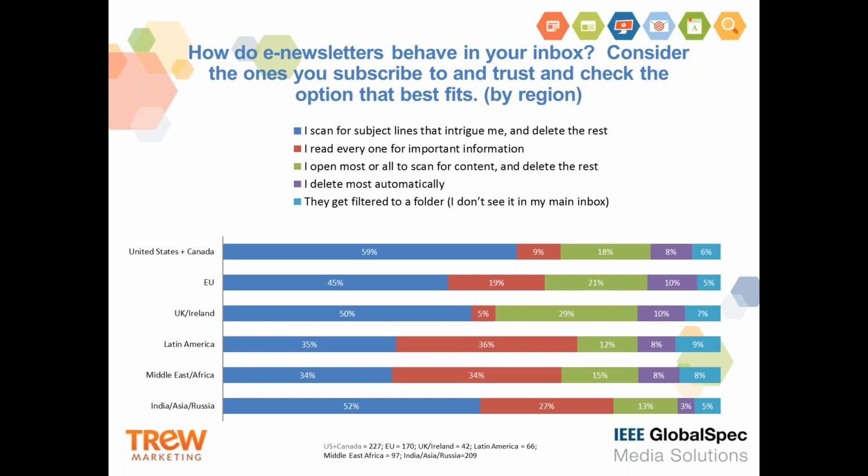And here we're looking at regional differences. And so here we see that 59% of engineers in the US or Canada and 52% in India, Asia, or Russia are more likely than engineers in other regions to scan through the subject lines of the e-newsletters that intrigue them and delete the rest. And across all of the regions, very few engineers you'll see delete most e-newsletters automatically or filter them.